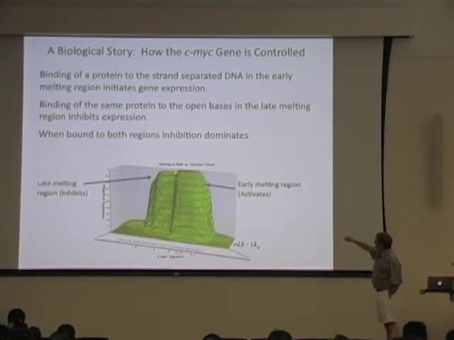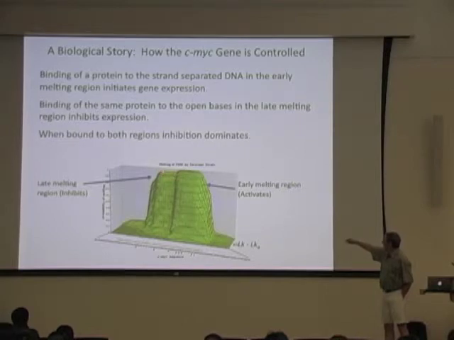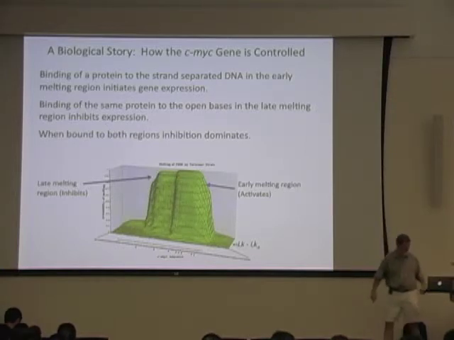When it binds to the early melting region, it initiates the next round of transcription. When it binds to the late melting region, it inhibits the next round of transcription. So binding only here, that will cause another round of transcription to start. Binding here will cause it to not start. It will prevent it from starting. And if it binds to both, which commonly happens, then the inhibition dominates. Okay, so the late melting region dominates over the early melting one.